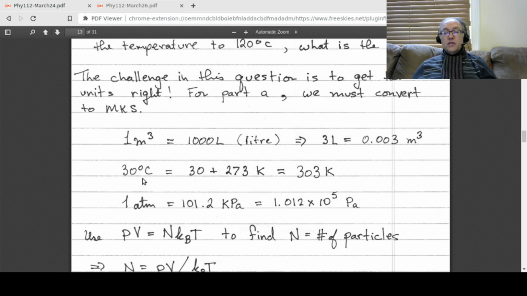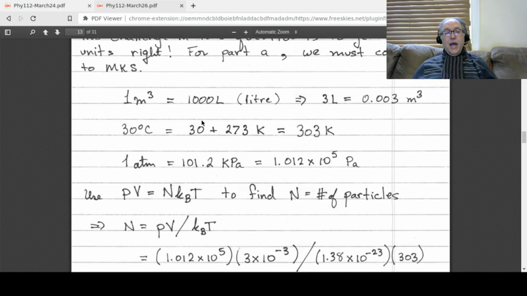The 30 degrees Celsius, well, we can't use Celsius. We have to convert to an absolute scale. You just add 273, because that adjusts where the 0 is of the Celsius scale. So 30 plus 273 means that your temperature actually is 303 Kelvin. And 1 atmosphere, if you remember, is 101.2 kilopascals. You speak in kilopascals, but you have to convert to pascals, so that's 1.012 times 10 to the 5 pascals.